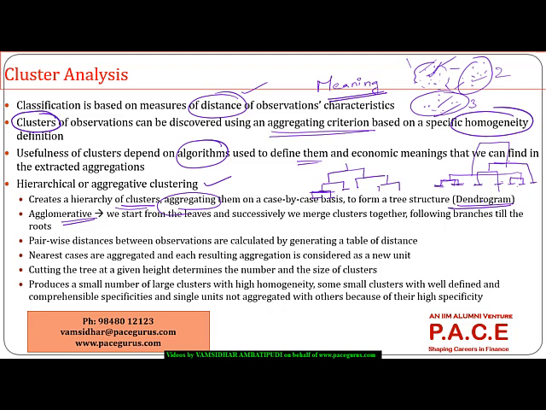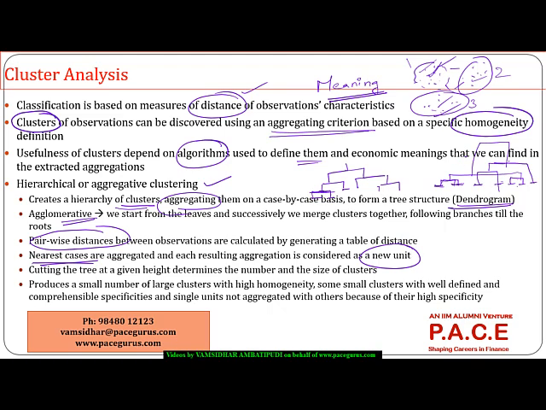The merging is happening based on the pairwise distances. The closest distances are merged first. The farthest distances are merged last. So the nearest cases are aggregated, and once they are aggregated, both of them are treated as one single unit. So this is the kind of dendrogram that comes.